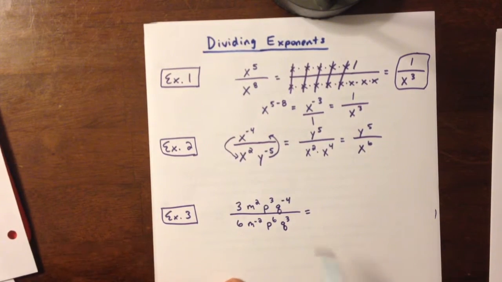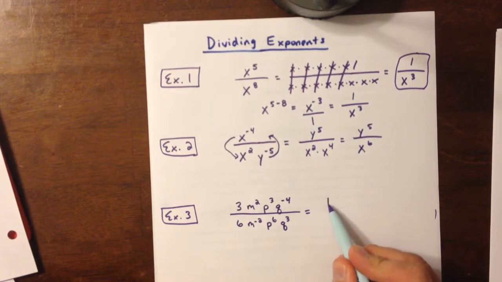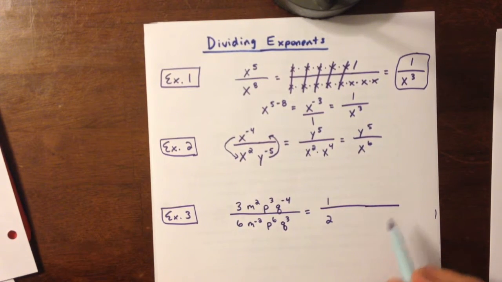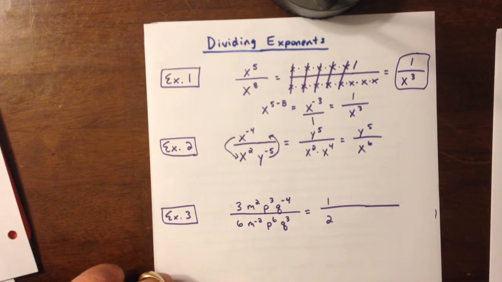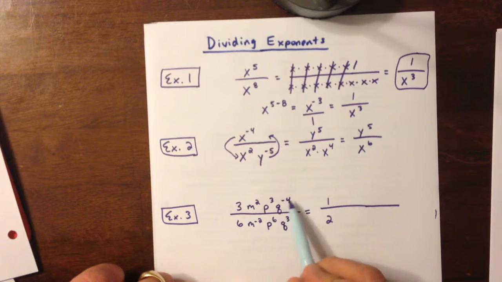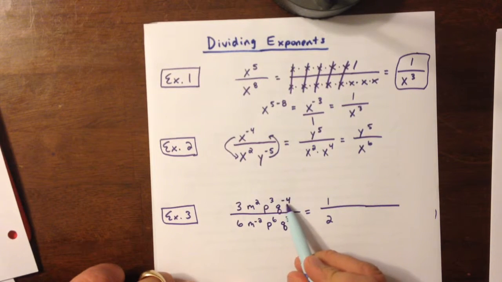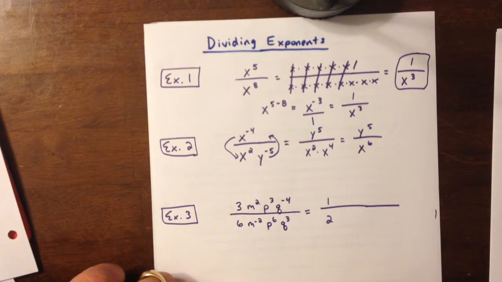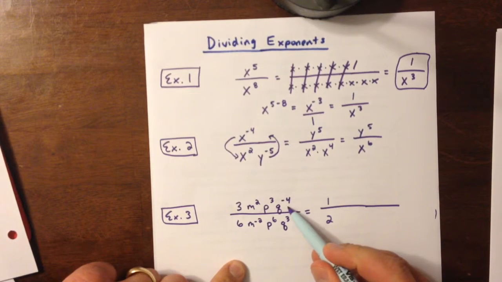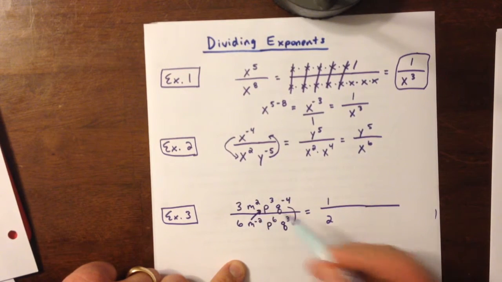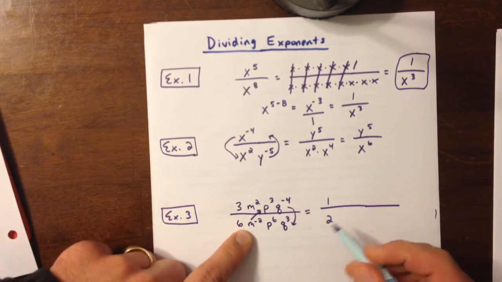Example number 3 here. I have 3/6 out front. That reduces to 1/2. So I'll take care of that. And when I'm looking at this problem, I want to take care of all of the negatives. I don't want a negative exponent. So I have a negative up top. To make it positive, I need to put it in the bottom. I have a negative in the bottom. To make it positive, I got to put it in the top. So that's all I'm going to do. Basically, this is going to come up here. That's going to go up there. All right, so I'm just going to rewrite.